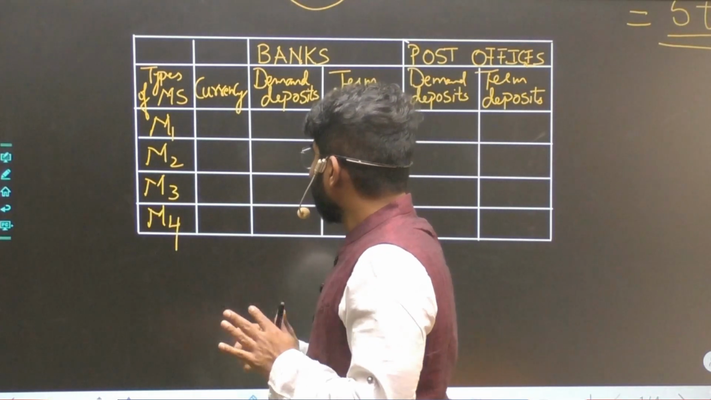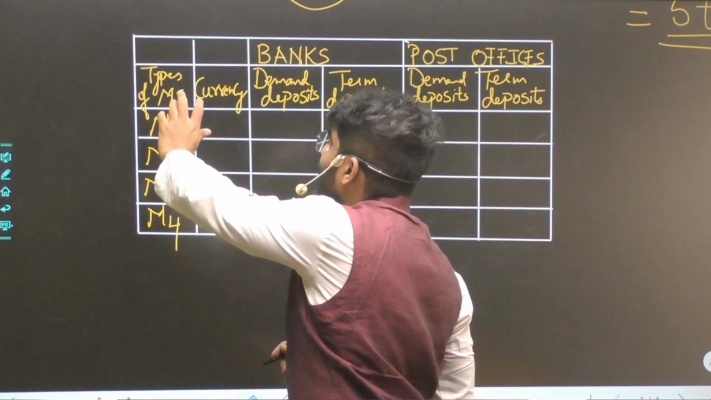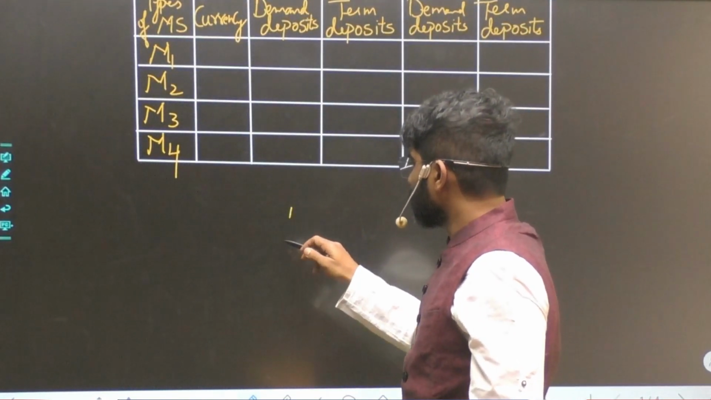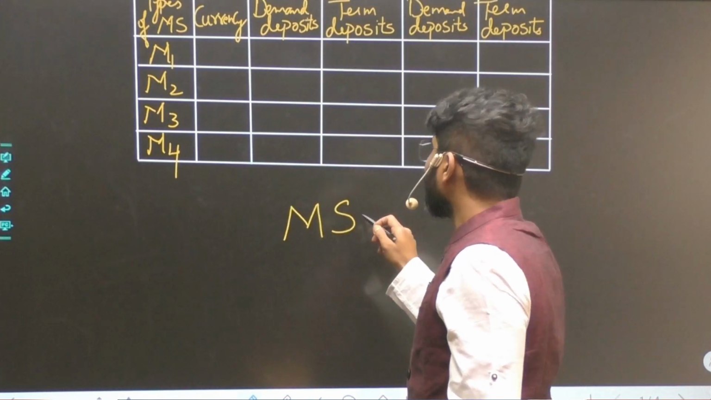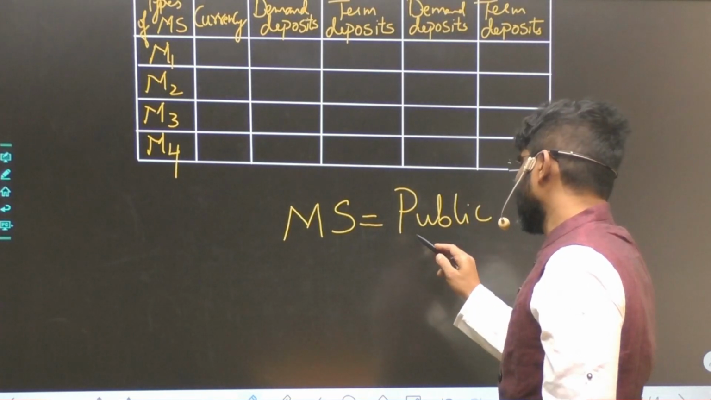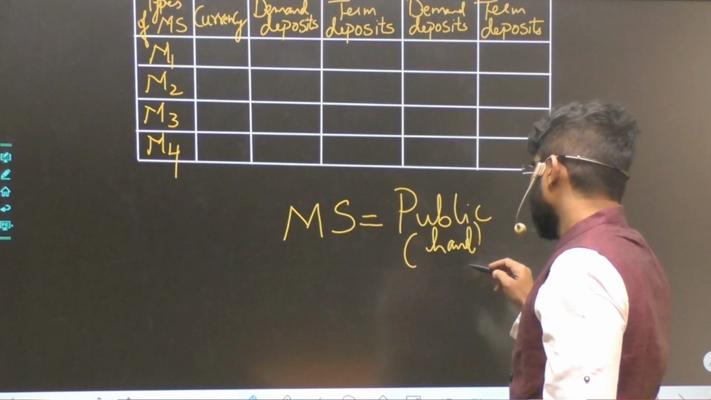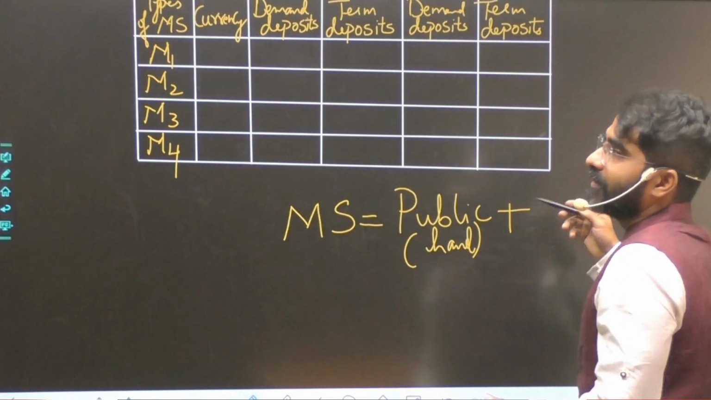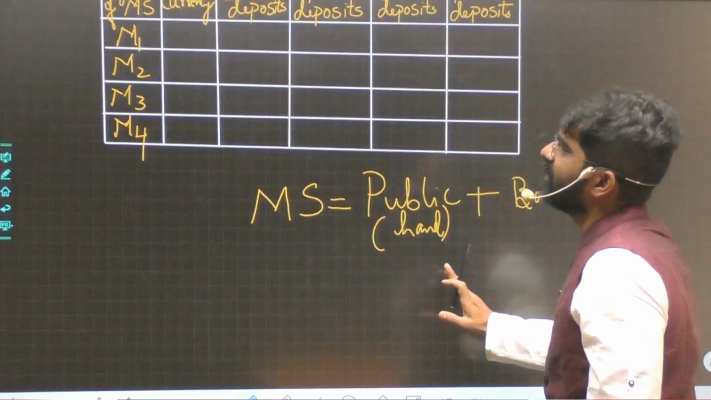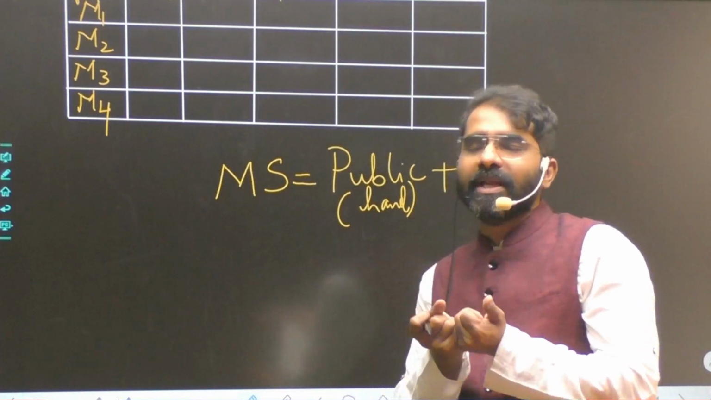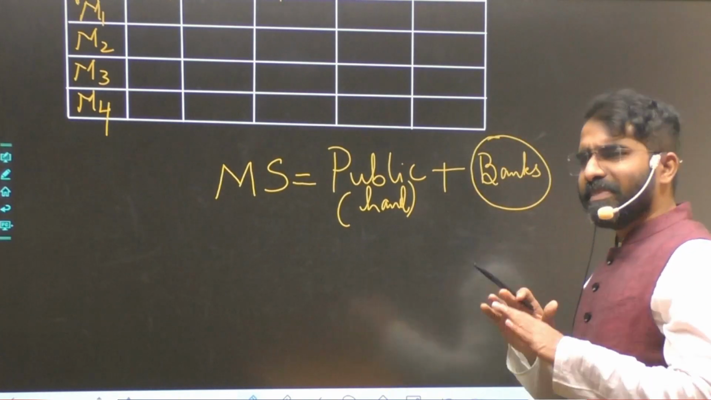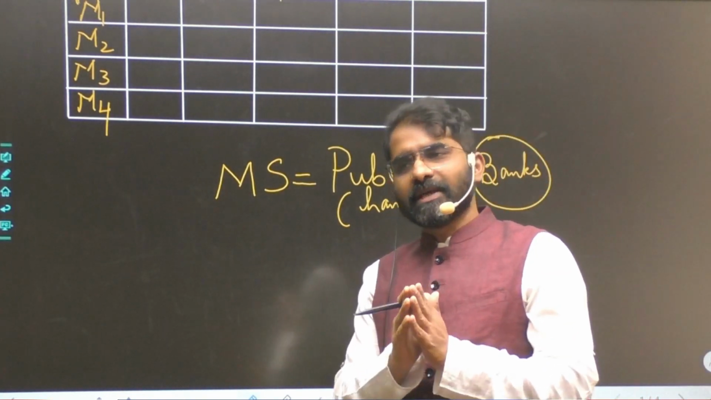Now what we'll try to understand here is, when I denote the name M1, or in simple words, if I have to talk about money supply, it is nothing but whatever money is there with the public. Money that is there with the public in hand, plus the public's money which is there in the banks. In simple words, the money in the hand of the public plus the money in the banks. As simple as that. The basic understanding of money supply is this only.